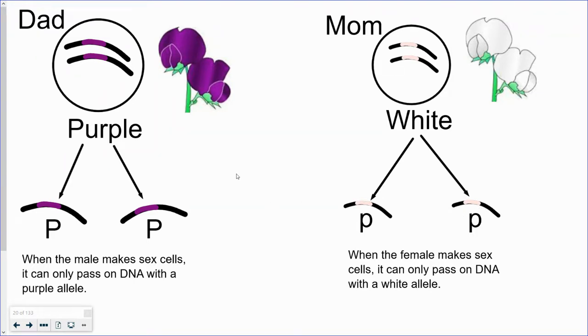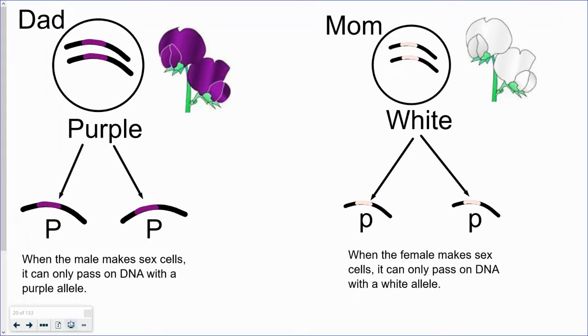So when the male makes its sex cells, it's only passing on DNA that contains the purple allele, at least in this cross, this one that Mendel did, where he bred the true breeding purples. And he crossed them with true breeding whites, which means those egg cells only carry the white alleles on their DNA. So think about it.